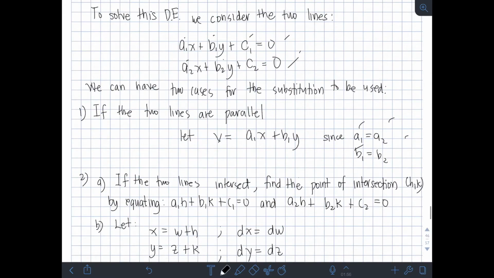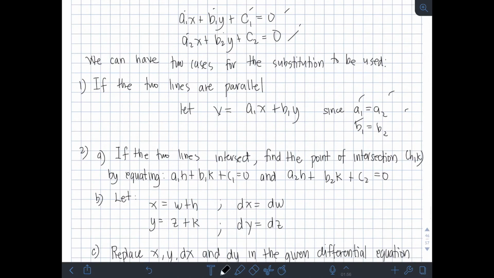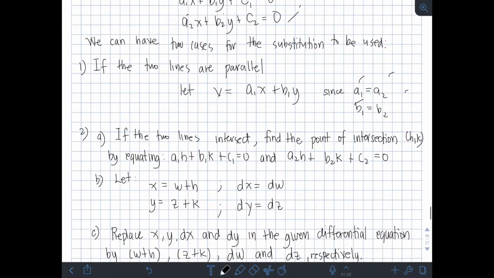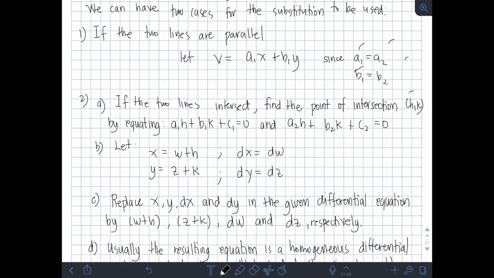Next, kapag meron namang intersection yung dalawang lines, second case. So, if the two lines intersect, find the point of intersection h, k by equating a sub 1h plus b sub 1k plus c sub 1 equals 0 and a sub 2h plus b sub 2k plus c sub 2 equals 0. So, hahanapin natin yung intersection nung dalawang lines na yun. And, i-denote natin yung point of intersection as h, k. So, yung x is yung h, tsaka yung y is yung k. Okay? And then, ito yung magiging substitution natin.